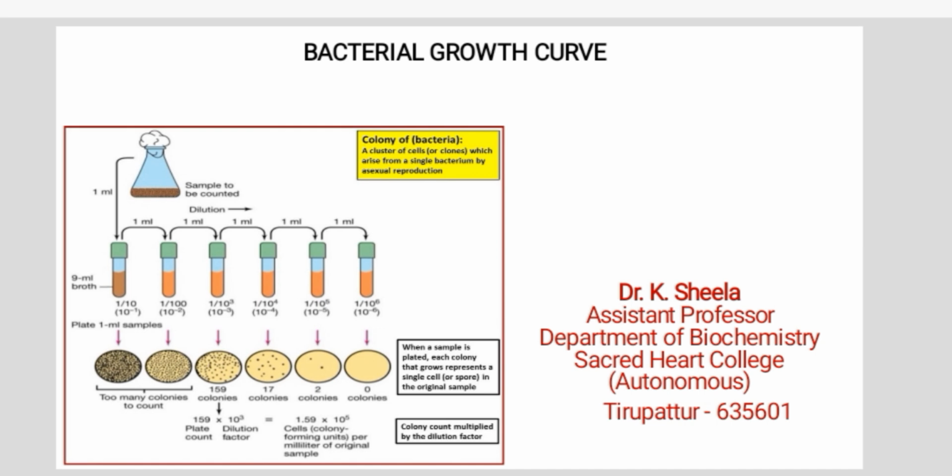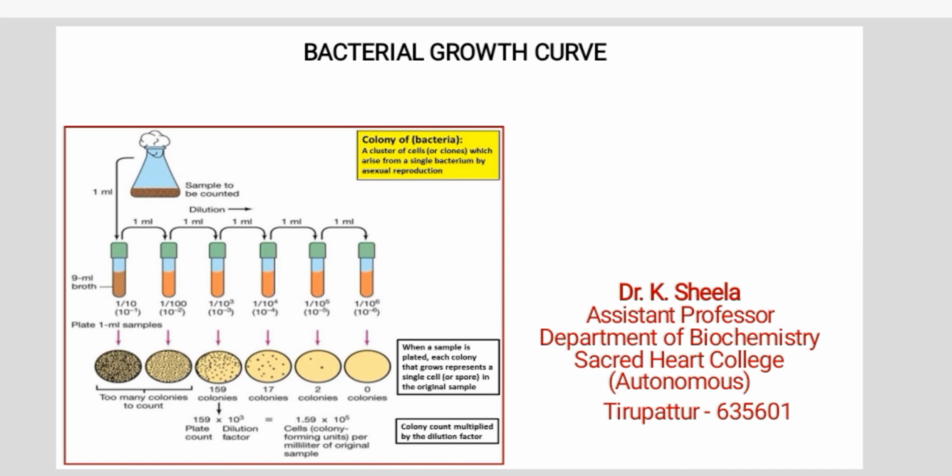Before the detailed class, I will show one diagram. This diagram shows how the subcultures are made from the mother culture. The mother culture consists of the sample to be counted, and a high growth of bacteria will be present in it.